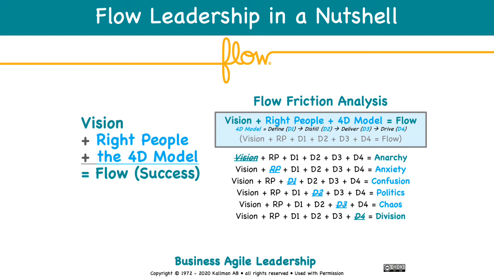Because what happens is, if you don't have the right vision, you're going to have anarchy. If you don't have the right people, people are going to be anxious, and it's going to create a lot of anxiety. If you don't have the right definitions, it's just going to be confusion out there. If you don't distill agreement, you will get politics. Guaranteed. Not even a question. If you're not able to deliver, that just creates chaos.